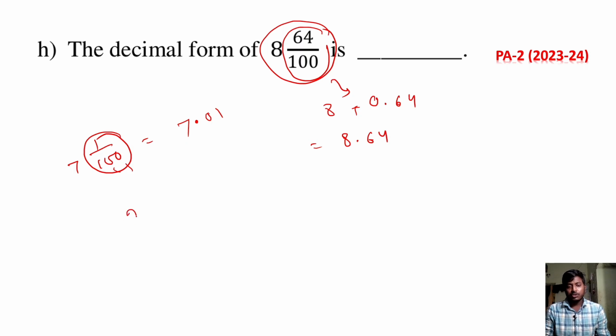Suppose the question is 2 whole 3 by 10. How to write? Same, 2 after that point, then 3. Clear?